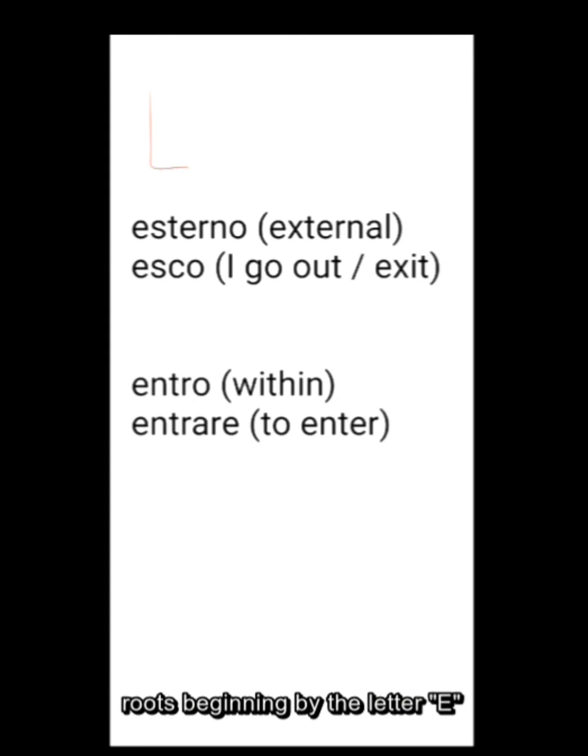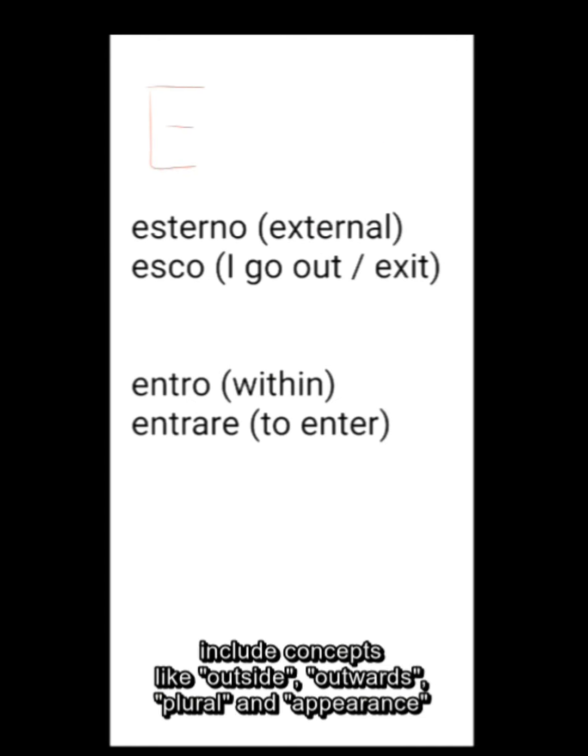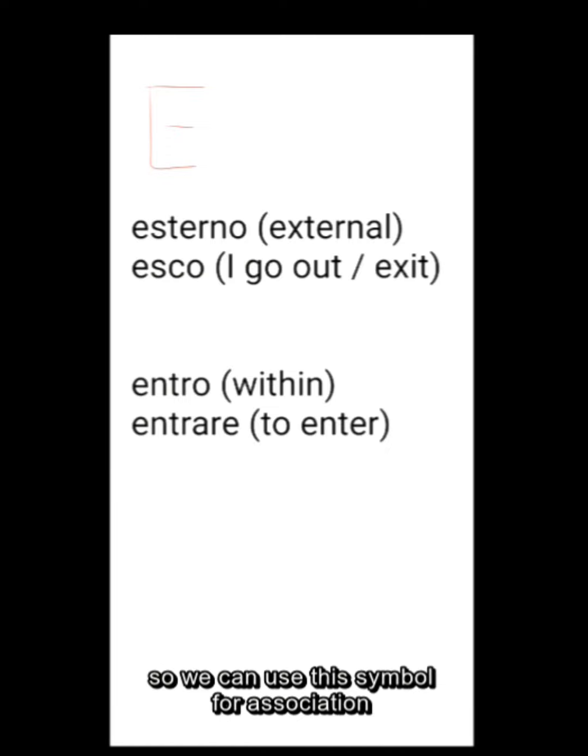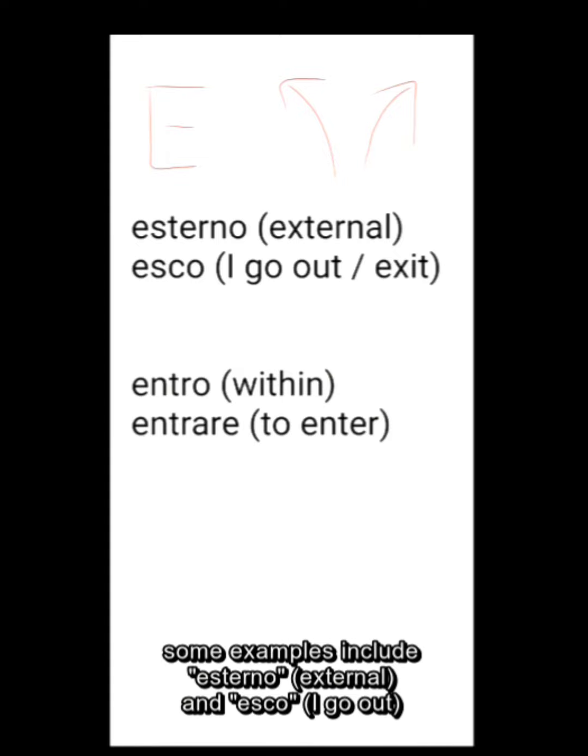Roots beginning by the letter A include concepts like outside, outwards, and plural, or appearance. So we can use this symbol, going outwards, for association. Some examples include esterno, external, and esco, I go out.